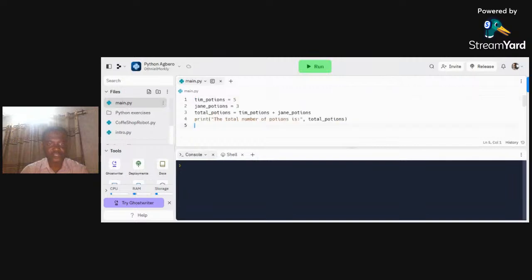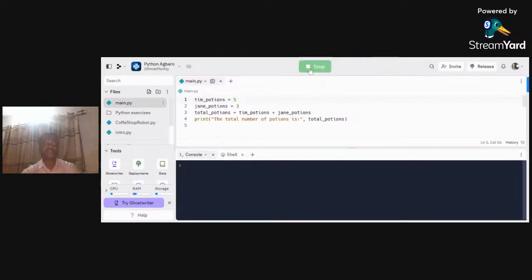So I wanted to paste some code here. So we create a variable called Tim's portions, and we assign five to it. We create another variable called Jane's portions, and we assign three to it. Then we create another variable called total portions, equals Tim's portions plus Jane's portions. What you do is add what is inside them. Five plus three. So when we say print, the total number of portions is, comma, total portions, what is going to give us is the addition that has been put in total portions.